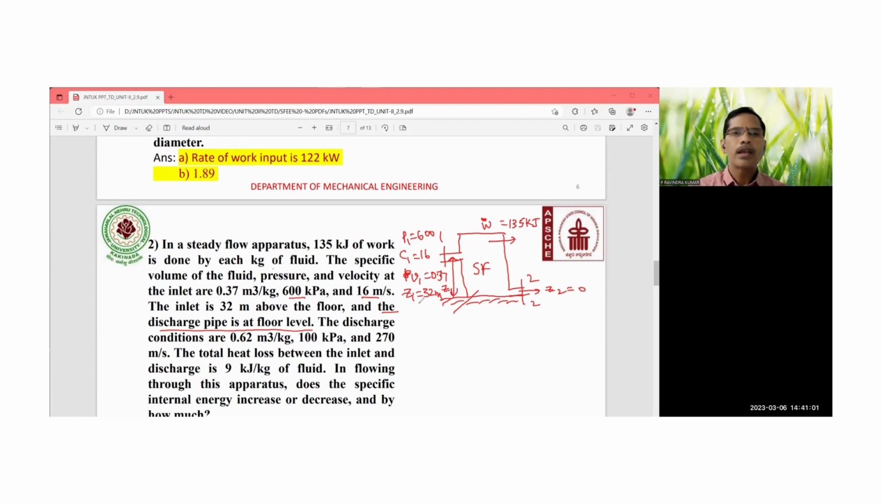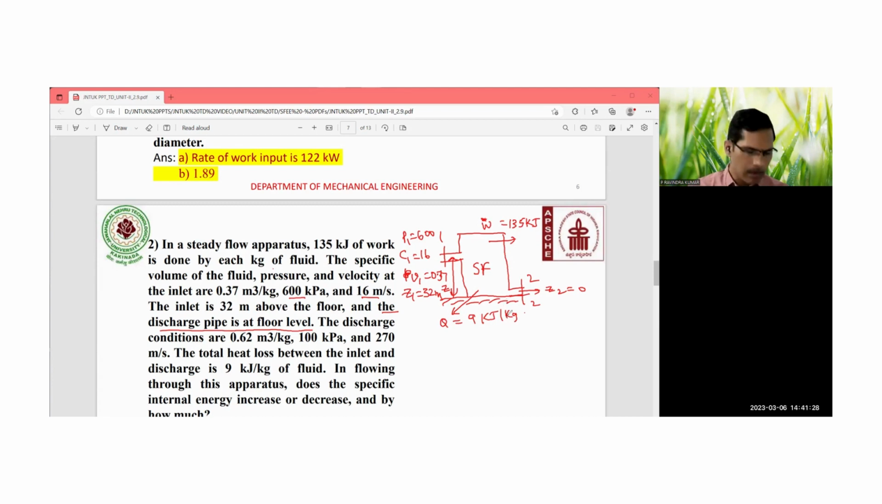So what is that here? The total heat loss between the inlet and the discharge is 9 kilojoules of a fluid, right? So that is the heat loss between the inlet and outlet. Now try to observe that, consider it as a Q, that is 9 kilojoule per kg. So these things you should be more careful.